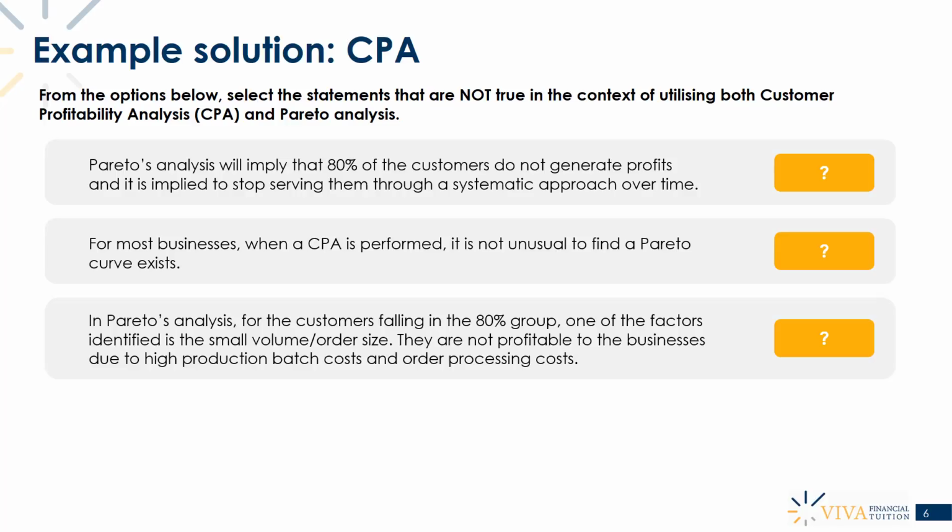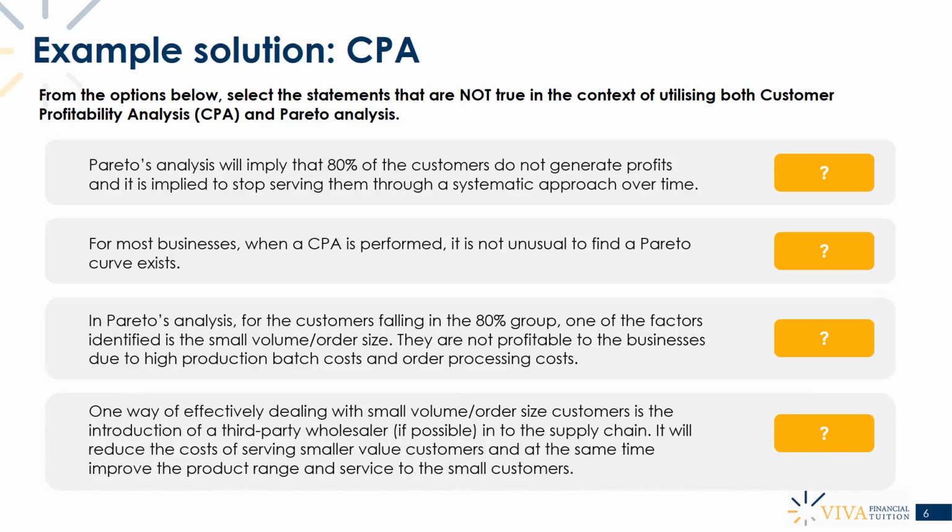Statement 3 says, in Pareto's analysis, for the customers falling in the 80% group, one of the factors identified is small volumes or order size. Remember, the 80% group are the ones that are unprofitable. It says they are not profitable to the business due to the high production batch costs and order processing costs. And finally, it says one way of effectively dealing with such customers, the ones that order in small volumes and so on, is the introduction of a third-party wholesaler, if possible, in the supply chain.